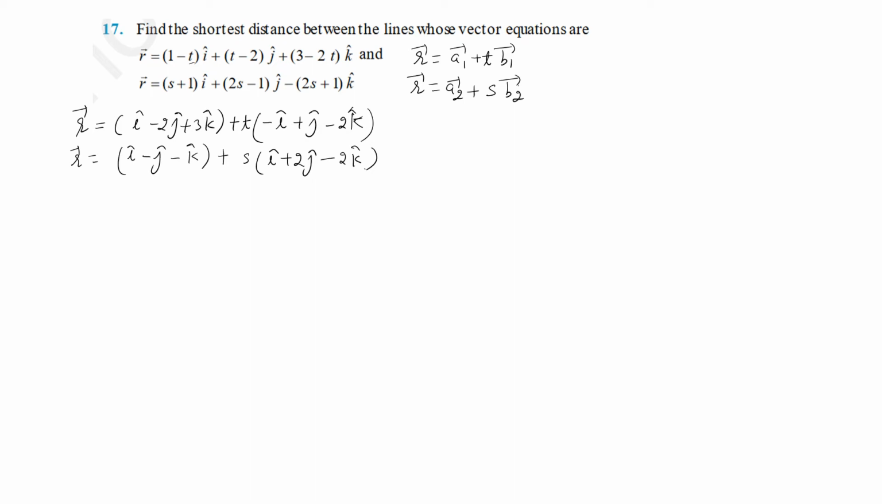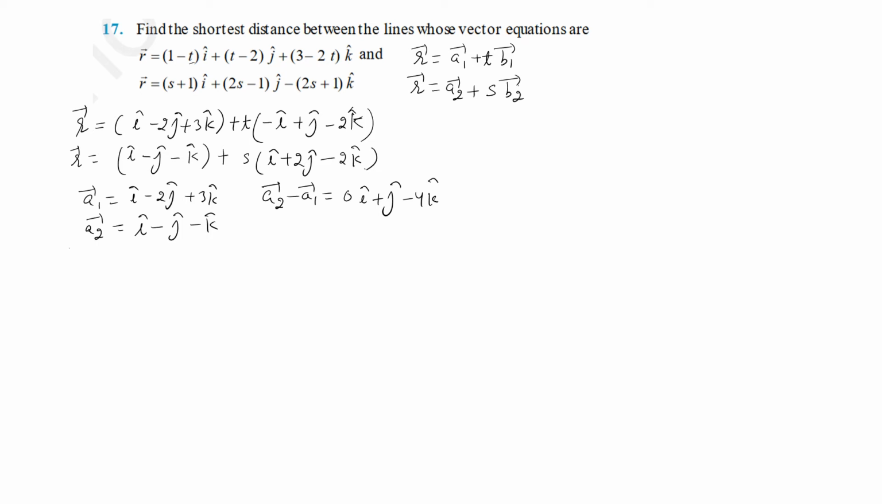Let us check what is a1. a1 here is i minus 2j plus 3k. a2 here is i minus j minus k. So a2 minus a1 is 0i, minus j plus 2j is plus j, minus k minus 3k is minus 4k.